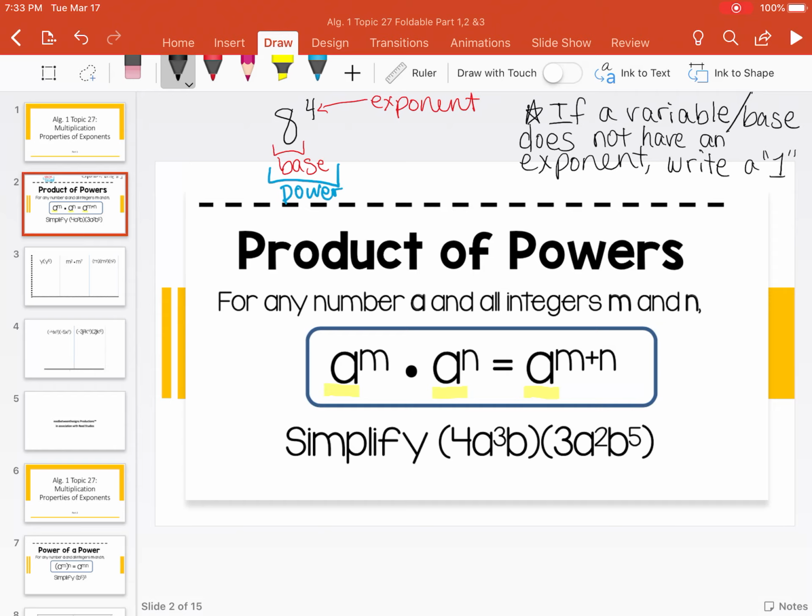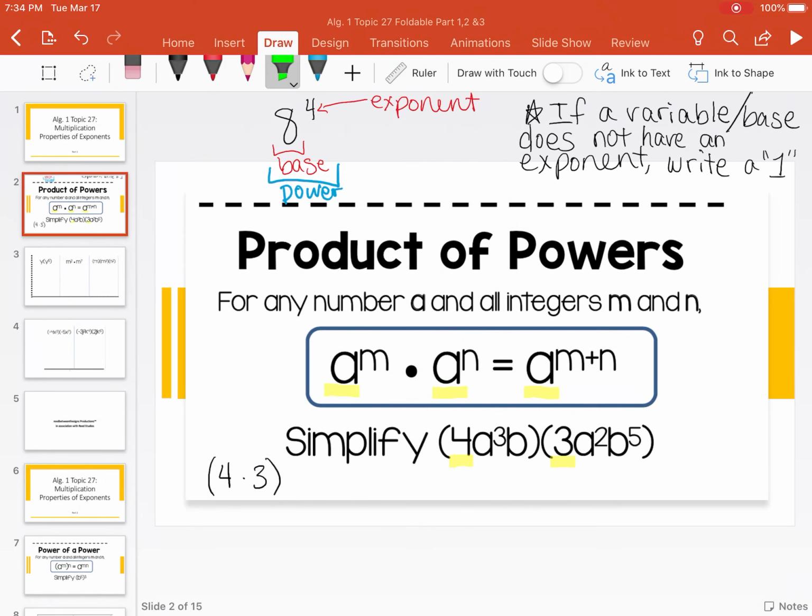So if we have numbers that have the same base, so we have a and a, we're going to add our exponents. So remember before how multiplication is associative and commutative, so we can flip the order as long as we're keeping that same operation of multiplication going. Our product will be the same in the end. So what I'm going to do here is regroup my numbers. I have my 4 and my 3, so I'm going to regroup those. That's the same thing as 4 times 3, my first grouping.